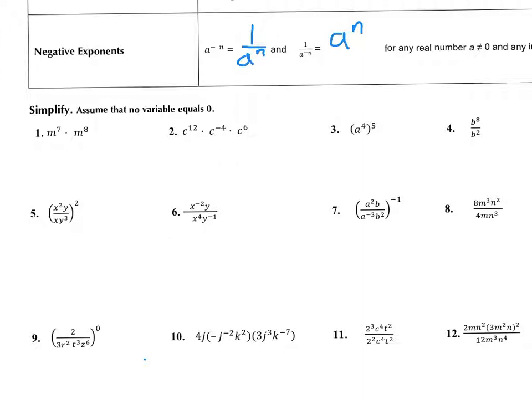Alright, so now we're going to actually apply these properties. So for number 1, we have 2 powers. They have the same base, so we're going to add the exponents. 7 plus 8 is 15, so the answer is m to the 15th. For number 3, we multiply. So notice they don't both have an a as a base. Only the 4 has an a as a base, so we multiply. We get a to the 20th.